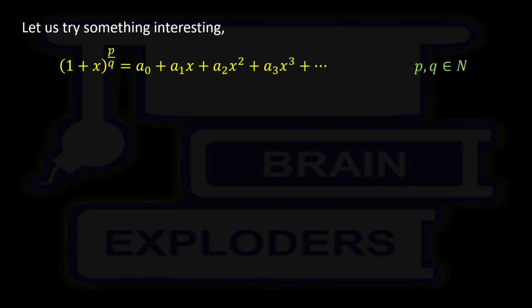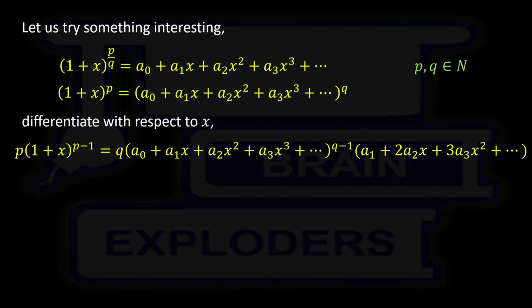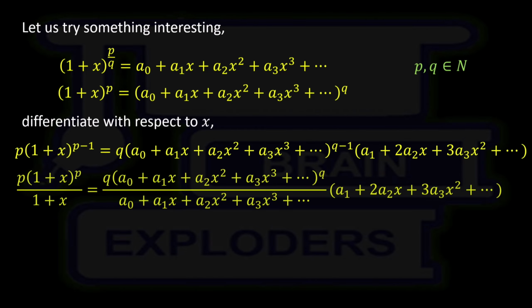So let's again start with the same series, and after differentiating the first time, let's try something different. Here, let us write this (1 plus x) raised to the power p minus 1 as (1 plus x) raised to the power p over (1 plus x). And in a similar way, adjust this q minus 1 as the series to the power q over this series. Now since from here we know that (1 plus x) raised to the power p is equal to the series to the power q.